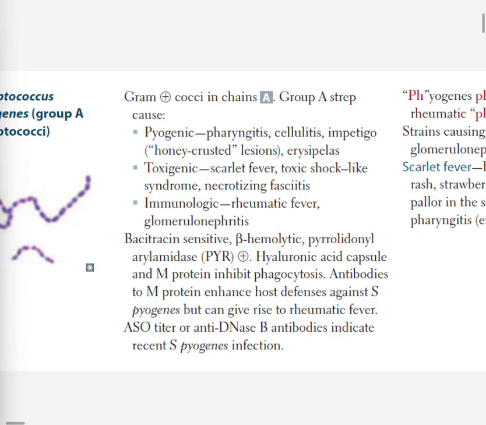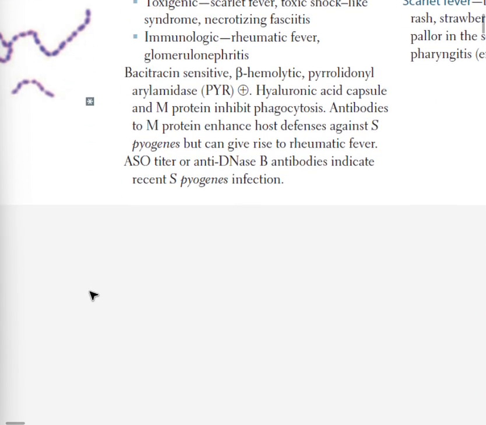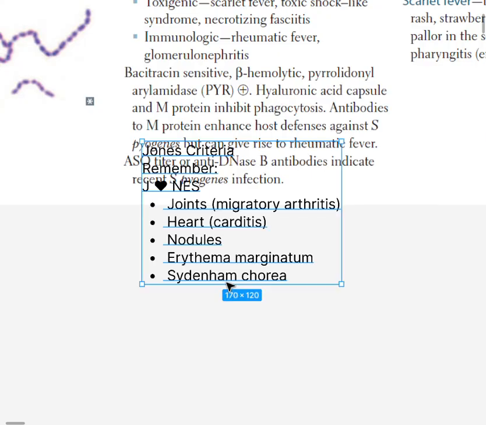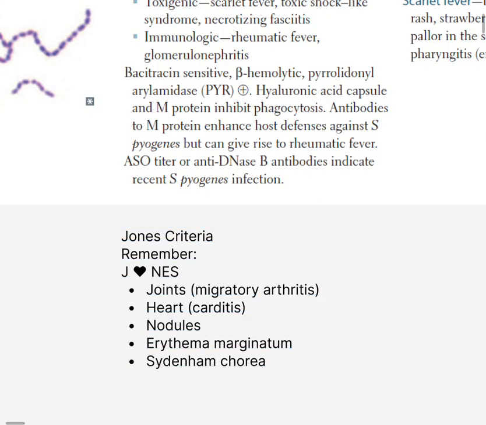We use the Jones criteria for this. Jones is basically JONES. J is for joints. It causes migratory arthritis. O is actually a heart-shaped O, so it's a heart. It causes carditis. N is for nodules. E is for erythema marginatum, and S is for Sydenham chorea. Right, that's your Jones criteria for diagnosing acute rheumatic fever.